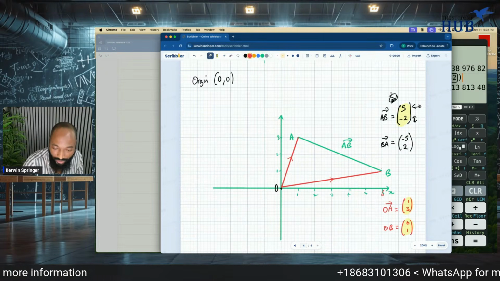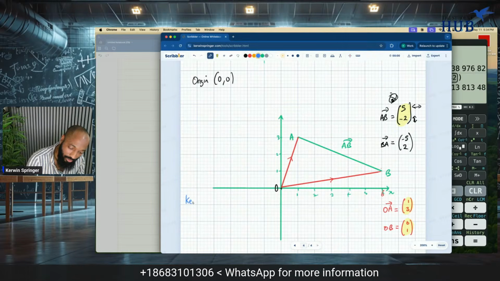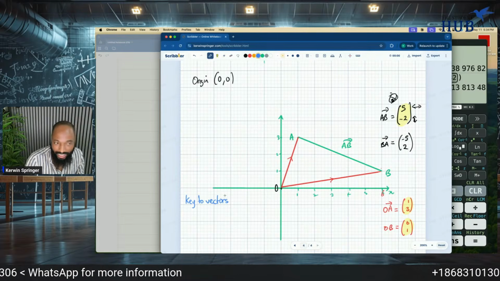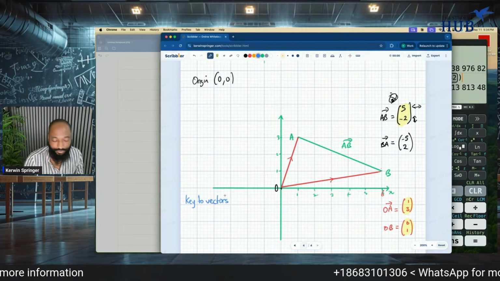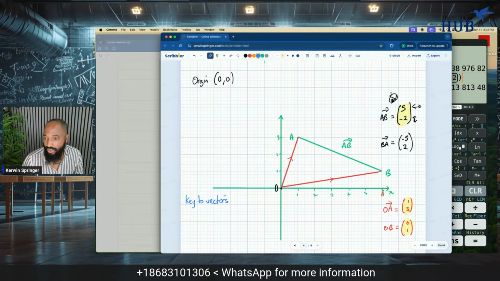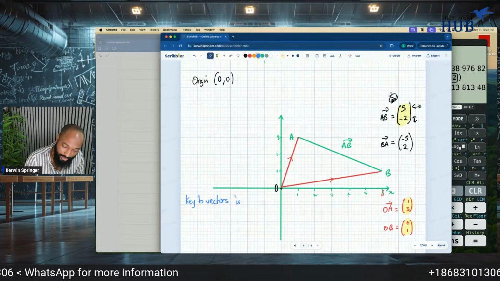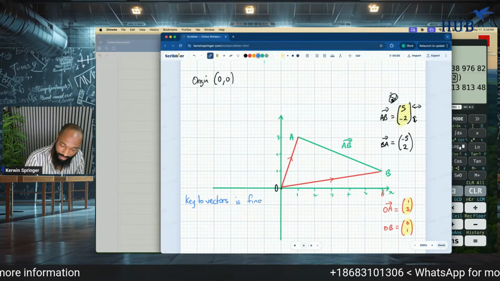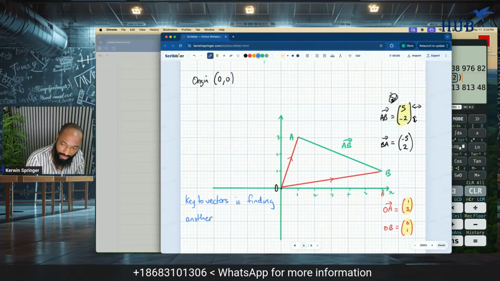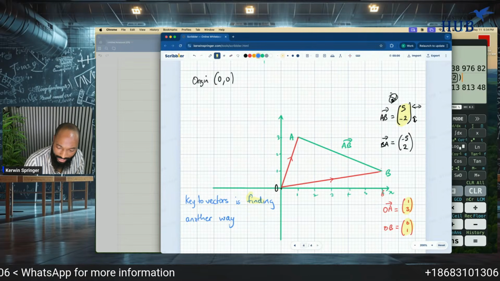But it's based off of the key idea with vectors, and I always say it. So can somebody tell me what I always say? The key to vectors, other than understanding that the miserable part of vectors is the use of negative numbers and fractions, the key to vectors is finding another way. Well done, Janelle Francis. Finding another way. That's one of the key ideas in vectors.